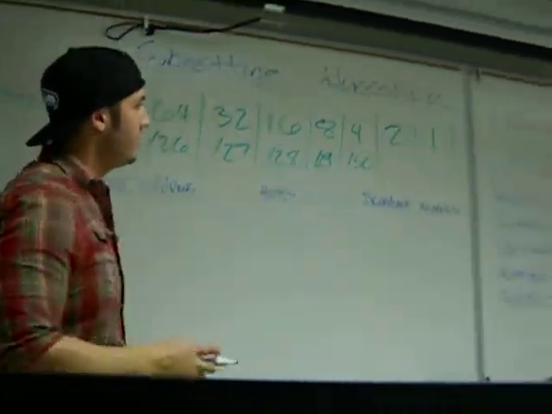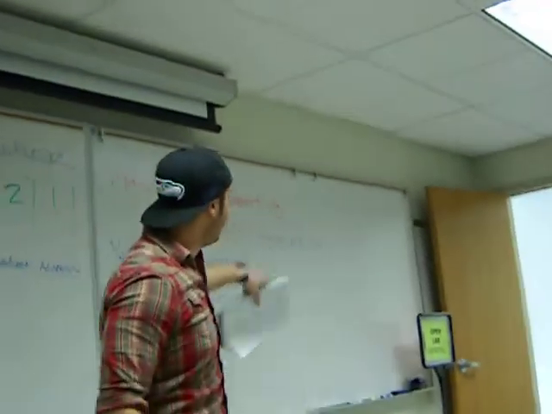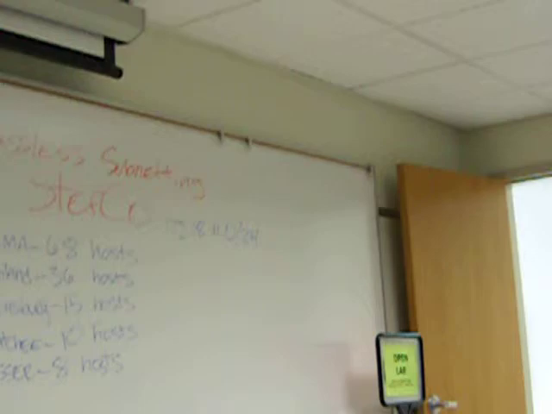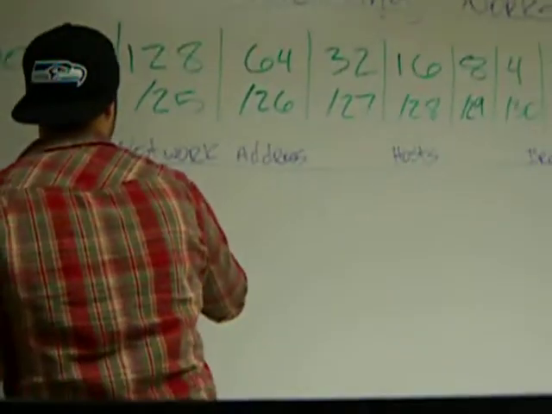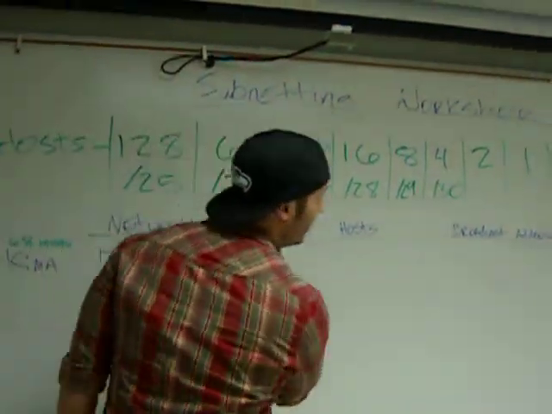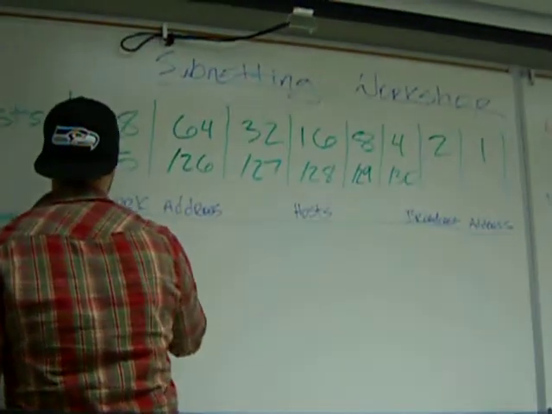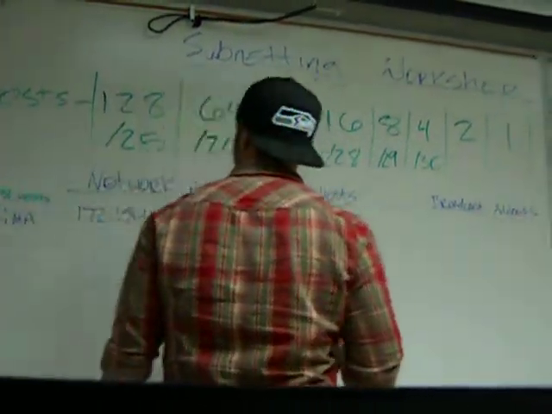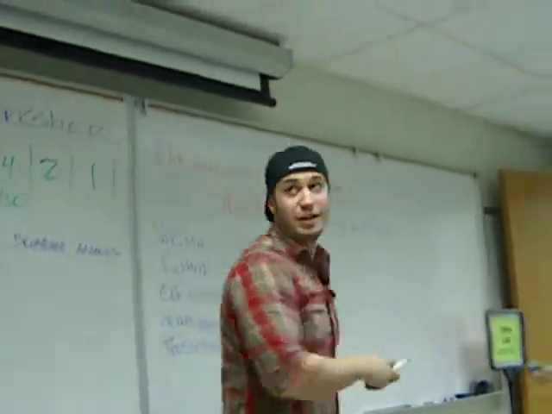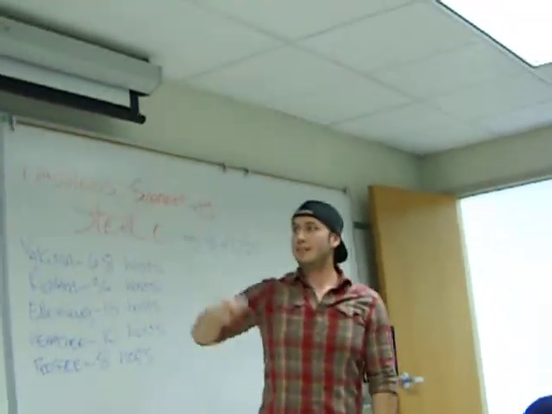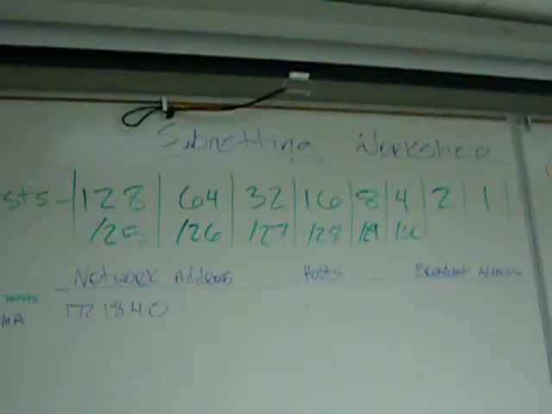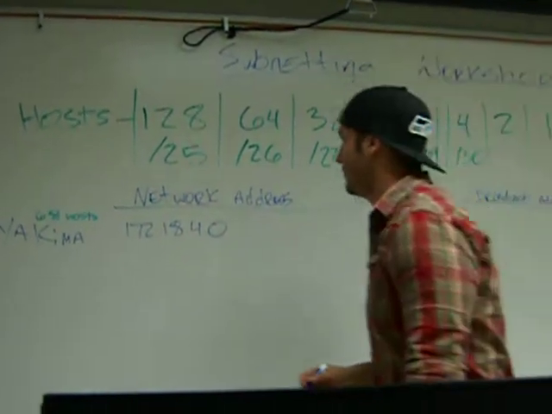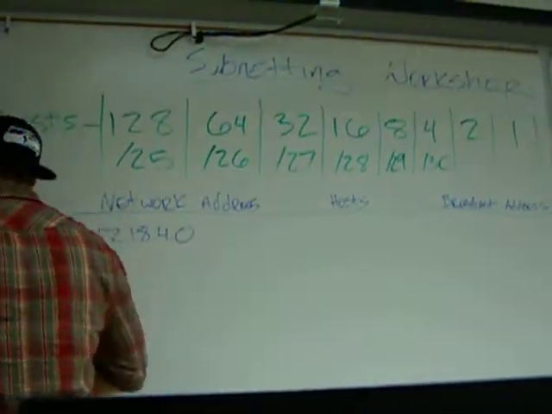So he gave us the network address 172.18.4.0 subnet. So the first one's going to be 172.18.4.0. He wanted us to have 68 hosts. So again, using the key, which one of those is going to support 68 hosts? 128. So it's going to be a /25.